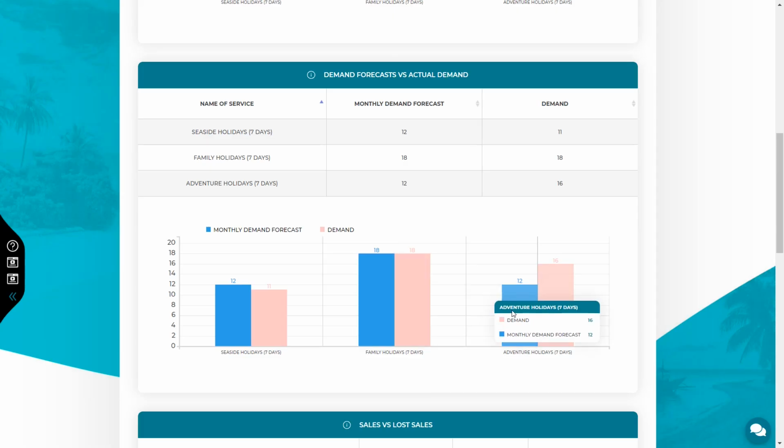The third situation is when the actual demand is higher than our forecast. This means that we underestimated the demand, we expected fewer customers, but in fact more came. What is the result? Most likely a lost sale. If we were preparing the adventure holiday for 12 customers, then we bought the resources for exactly that number.